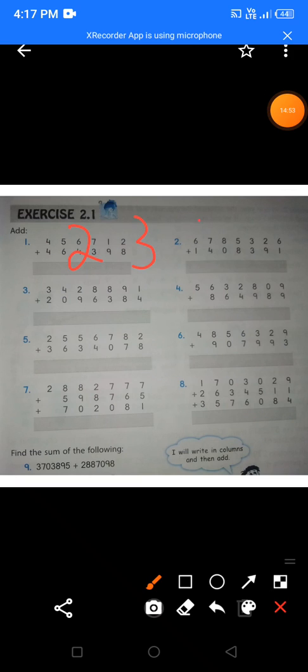Suppose you are adding 2, 3, 5. 1, 2, 3. Again 5 plus 3 you just have to add.